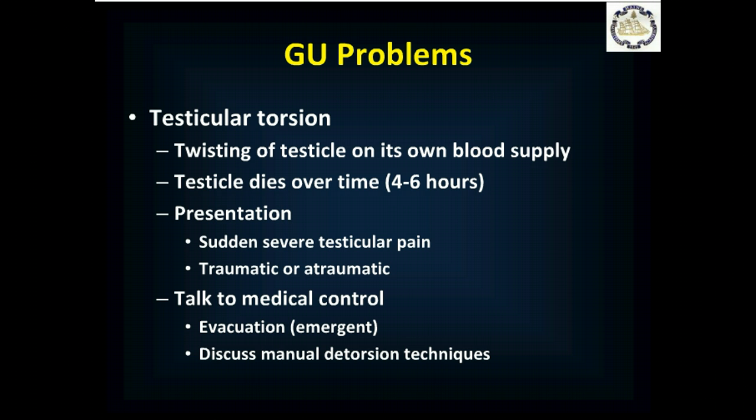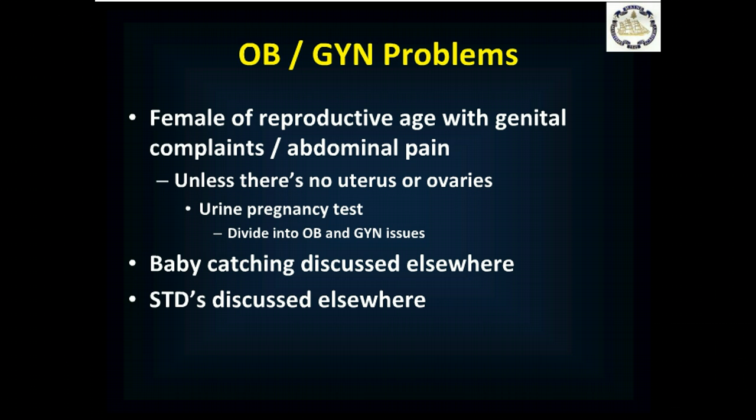So now we'll talk about female obstetric and gynecologic problems, and what we're talking about is early pregnancy obstetric problems. So any female of reproductive age with genital complaints or abdominal pain, unless they've had a hysterectomy, they have no uterus, or an oophorectomy, they've had their ovaries removed, you have to assume they're pregnant. Someone who tells you that they've had their tubes tied, that doesn't matter. They can still get pregnant.